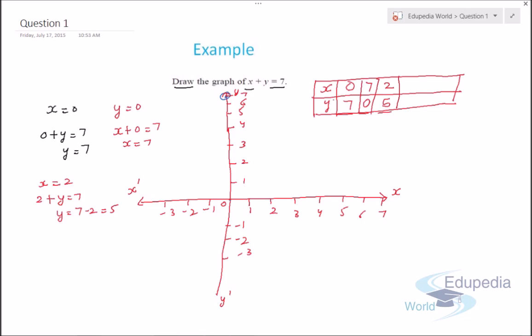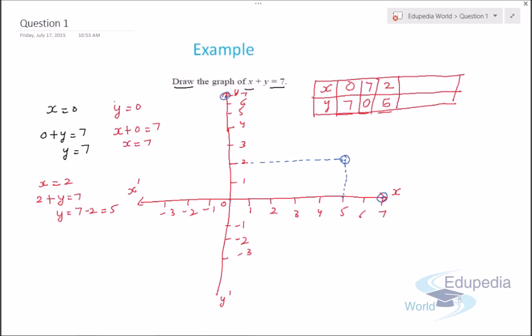So the point will lie on the y axis. Our next point is x as 7 and y as 0. Since y is 0 and x is 7, the point will lie on the x axis. So the point will be this point. Third point is x as 2, this is x, and y as 5. So we draw a dotted line like this and like this to mark the intersection of this point. So this point is 2 and 5.